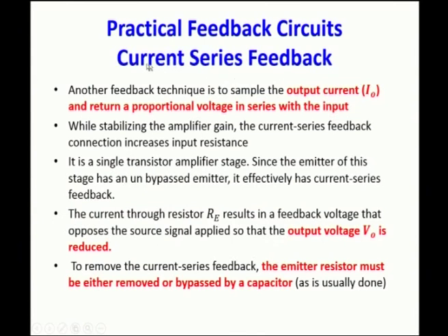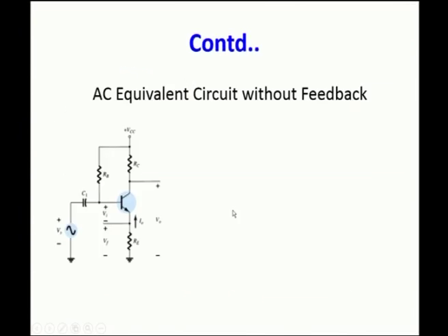Current is the output parameter you have to take, and you have to give it in series to the input from the feedback network. So, that is what here: the output current is I0, and the proportional voltage across the resistance RE is given to the input side. So, it will be seen across the input side in series with the input signal, for which you have to draw the AC equivalent circuit.